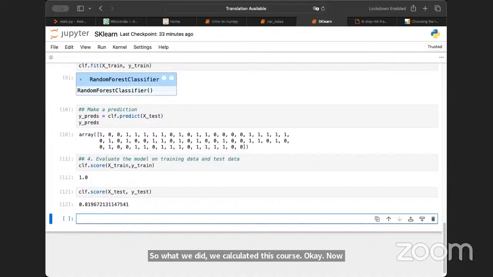Let's get accuracy score. Let's get classification report. So all of this can be imported.